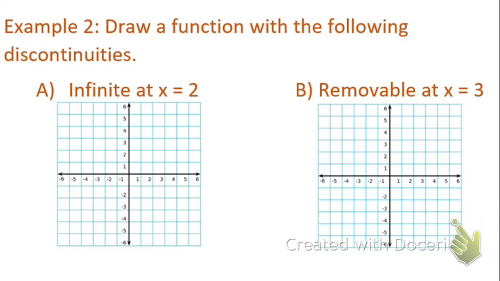Okay. All right, so let's go ahead and draw functions with the following discontinuities. So we're going to draw an infinite at x equals 2, a removable at x equals 3. Now, when you make a removable, you choose the kind of graph. It could be a parabola, it could be a line. The main thing to keep in mind, though, is that it has to be a function. So whatever you create has to pass a vertical line test.